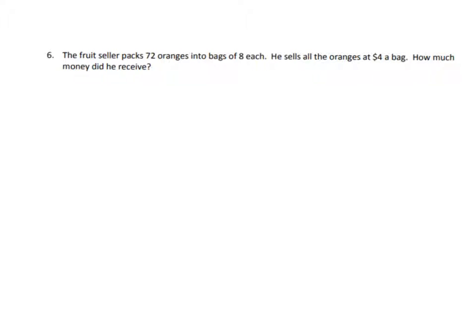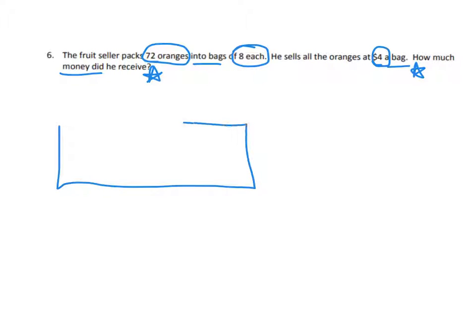Let's take a look at number 6. It says the fruit seller packs 72 oranges into bags of 8 each. He sells all the oranges at $4 a bag. How much money did he receive? So it says, in the first sentence, that there's 72 oranges in bags of 8 each. So here's one bag, and there's a bag of 8. There is a total of 72.